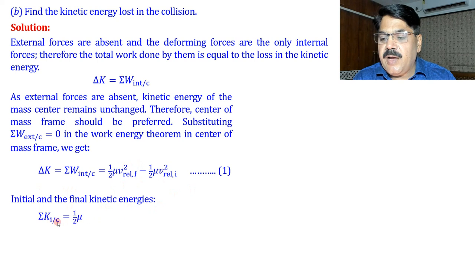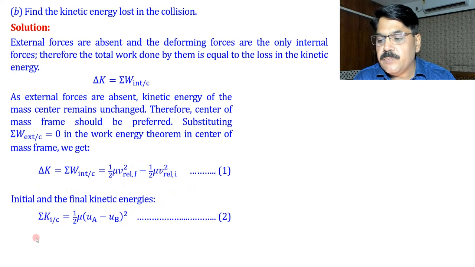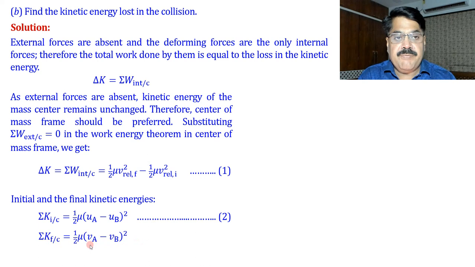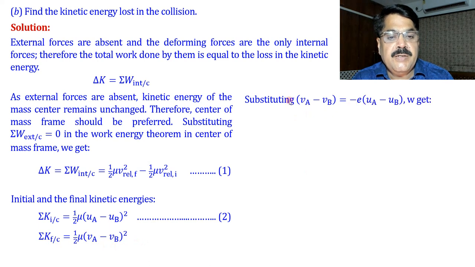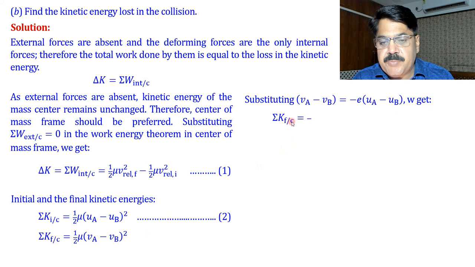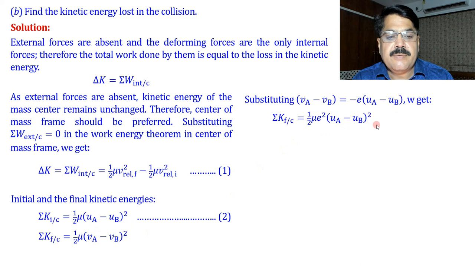Summation K initial is half mu UA minus UB whole square, say equation 2. And summation K final with respect to C is half mu VA minus VB whole square. Here we are denoting velocities after collision by VA minus VB. Substituting VA minus VB is equal to minus E UA minus UB, that is the idea of coefficient of restitution. Very important. What do we get? This summation K final with respect to C is half mu E square UA minus UB square.